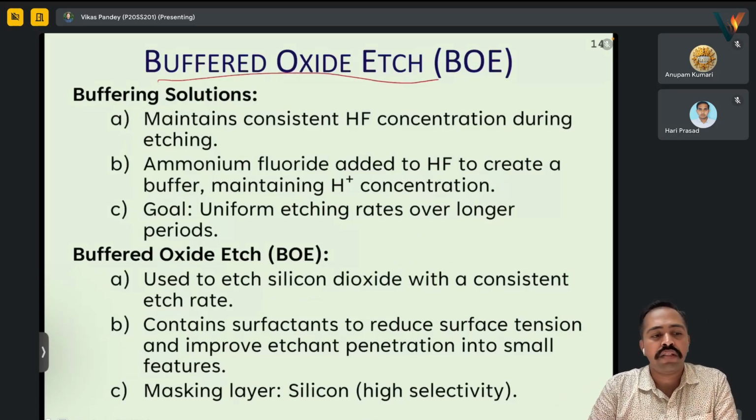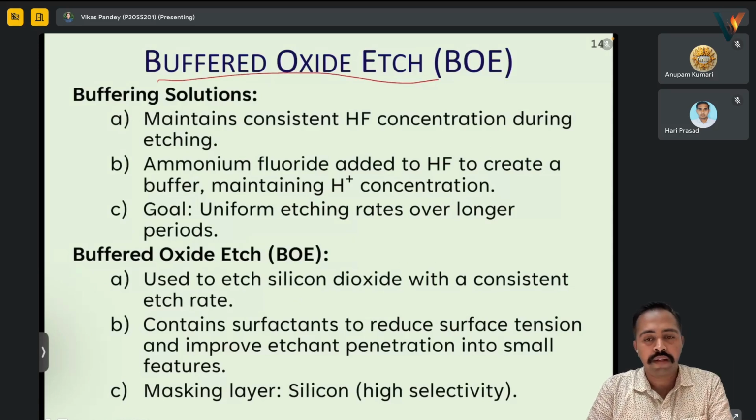Any questions still here? Are you able to understand till here, Hari? Yes, sir. So what is the buffered HF, like what is the percentage, what ratio, what dilution? It can be any dilution. We are just maintaining the pH.